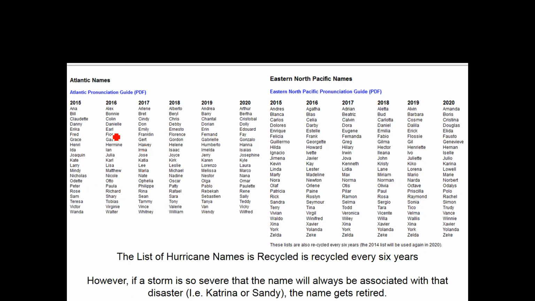So for example, Harvey, Irma, and Maria will never be used again simply because those names will always be associated with that particular storm. So Harvey will always be known as the storm that devastated Houston. Maria will always be known as the storm that devastated Puerto Rico. Irma will always be known as the storm that devastated Barbuda. And so we don't want people to then hear Harvey 6 years from now, oh my gosh, Harvey's back. So we retire the name.